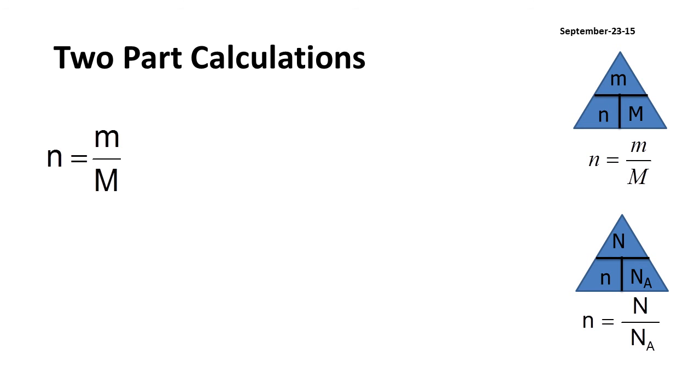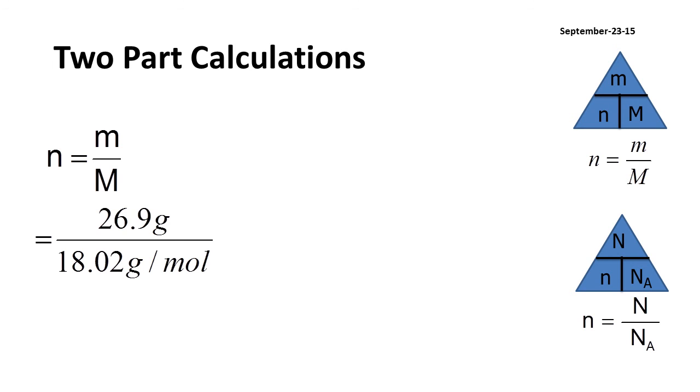So the formula that we need first is going to be the number of moles is equal to mass divided by molar mass. And we know based on some of our given information that we have 26.9 grams of water, and we know that the molar mass of water is 18.02 grams per mole. So using that calculation, I can figure out the number of moles, which is 1.49 moles of H2O, or water.